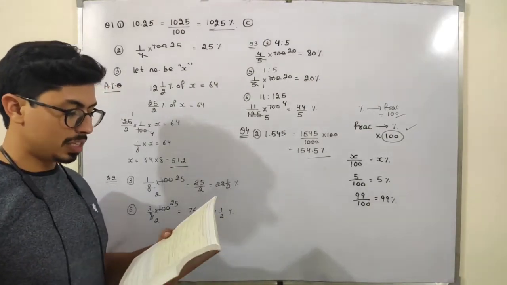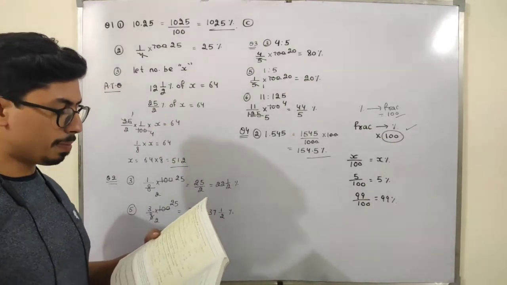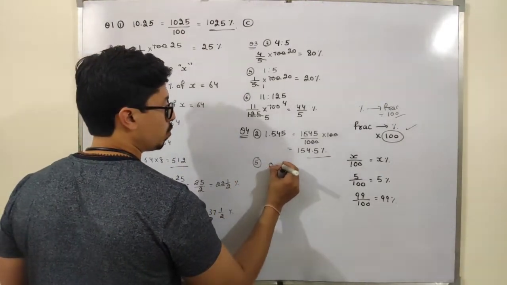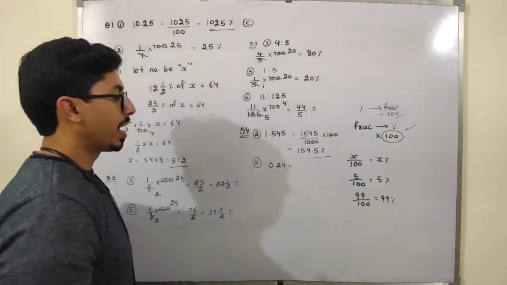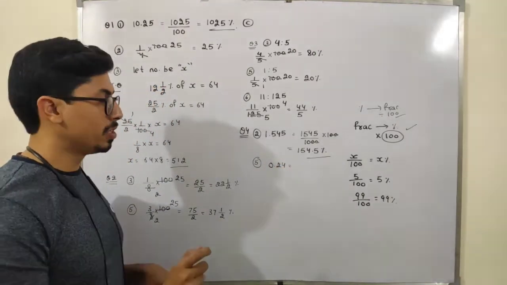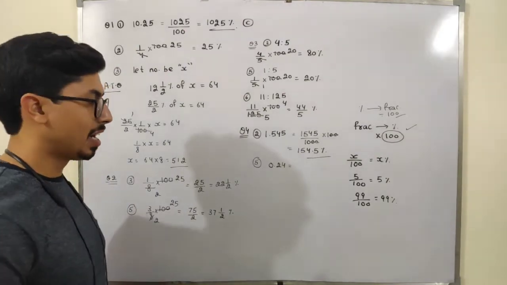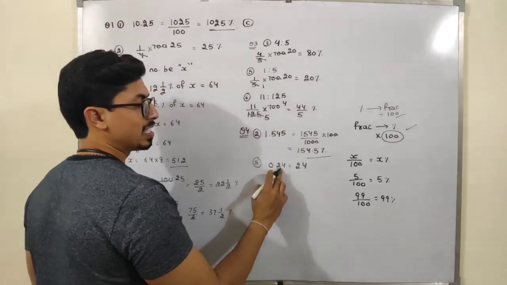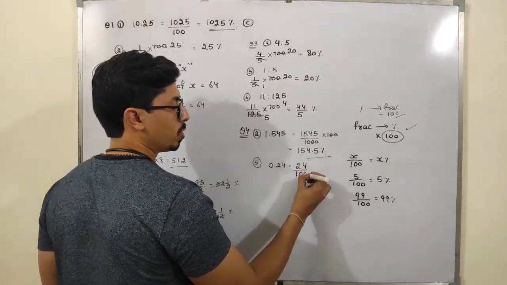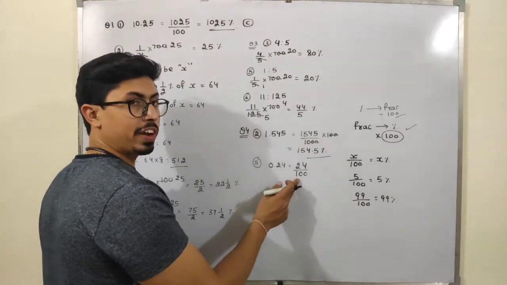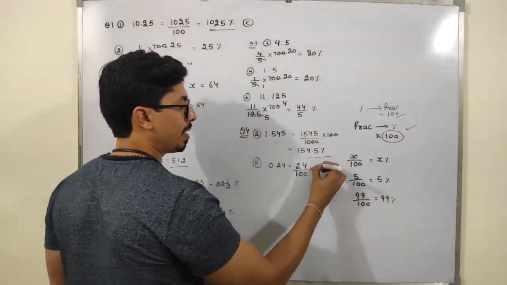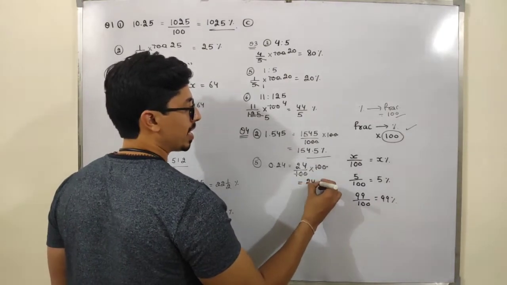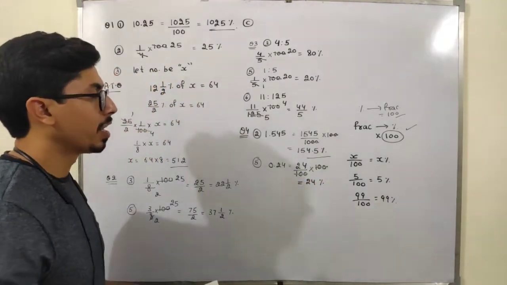Now students, part number 5th of this is 0.24. I can write 0.24 like this: if I remove the decimal, I can write it as 24 upon 100, because after the decimal there are 2 digits, so write 2 zeros. Now this is the fraction value. To convert it into a percentage, multiply this by 100. So I can cancel them out, and 24% is my required answer.